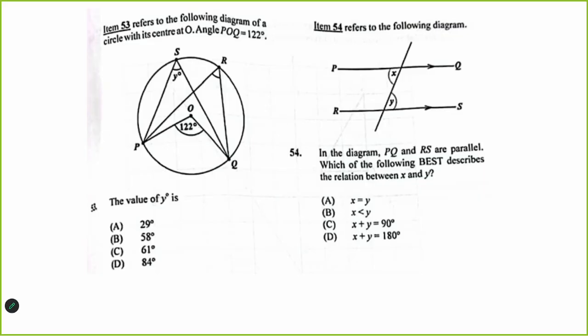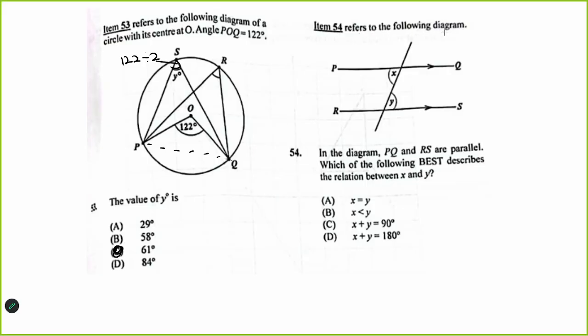You don't need to remember the reasoning, but you do need to remember if they are on the same chord and one is at the center and one is at the circle, this here would be the one at the center divided by 2. So that would be 61. So the answer is C.